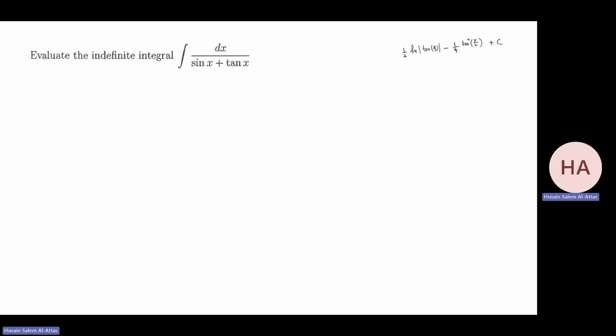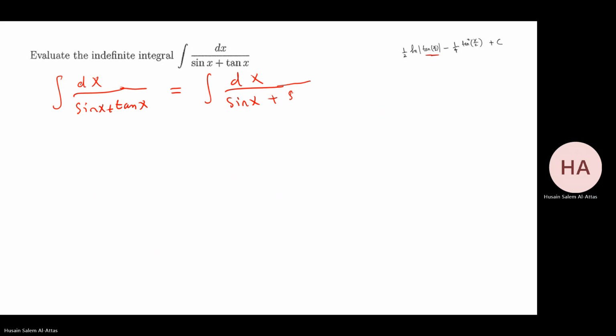Now let me do this one. I have the integral of dx over sine x plus tan x. That will be what? dx over sine x. If I'm using this tan x over 2, I need sine and cosine only. So that will be plus sine x over cosine x. That gives me what?